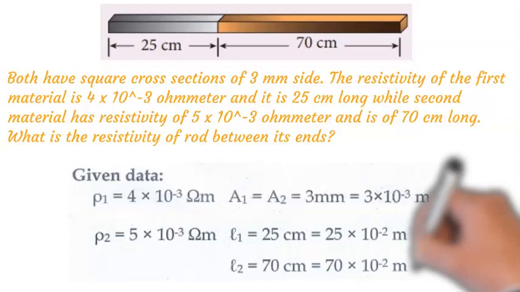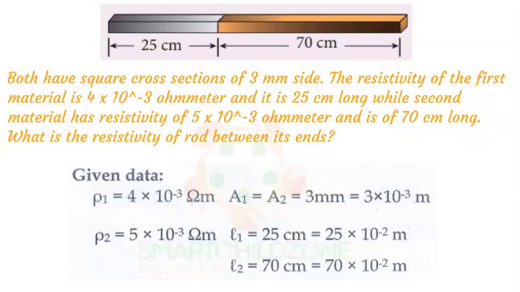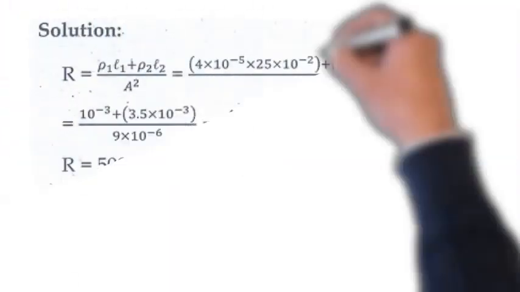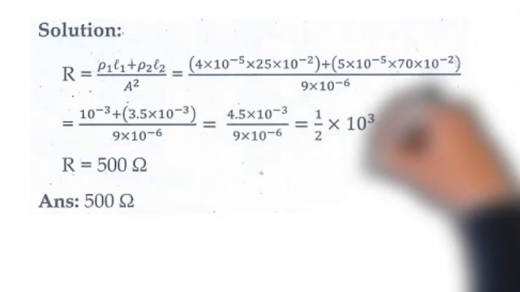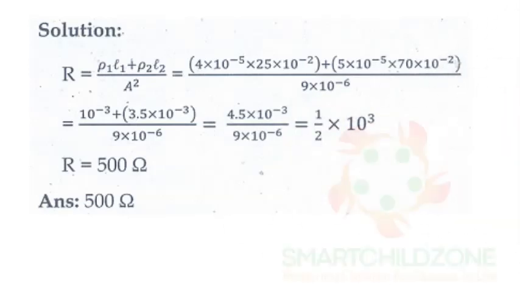Here are the given data from the information. The resistance of the rod between its ends is 500 ohms.